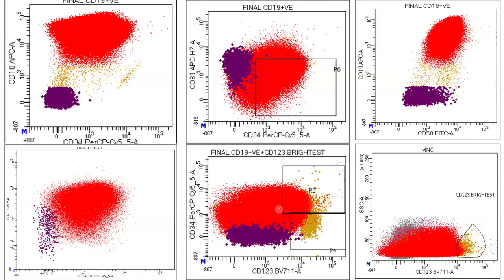So we have all the points to call them abnormal. First, it is not following any normal pattern of maturation. Second, it is showing overexpression of CD10, CD58, CD73, CD123, and underexpression of CD38 and CD81. So all these points point towards an abnormal phenotype. So this is a positive MRD.